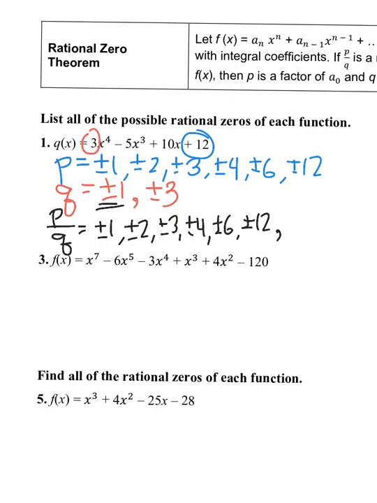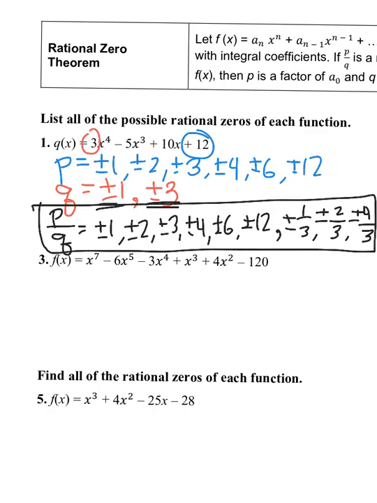All right, and if the denominator is 3, I'll get plus or minus a third, plus or minus 2/3. If I do 3 over 3, that gets me plus or minus 1, which I already have, plus or minus 4 over 3, plus or minus 2, which I already have, and plus or minus 12 over 3 gets me positive or negative 4, which I already have. So this list gives you a list of all the possible rational zeros of this function.